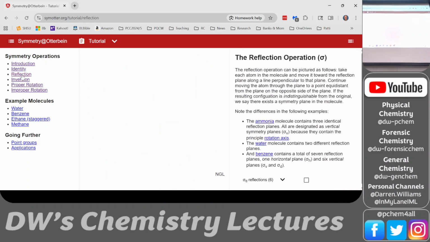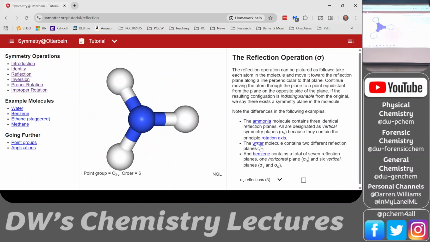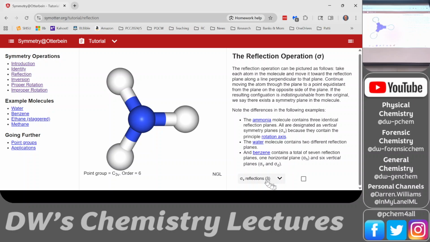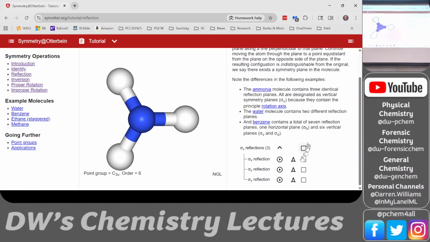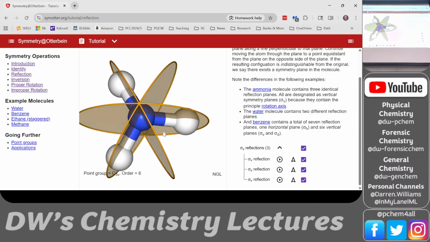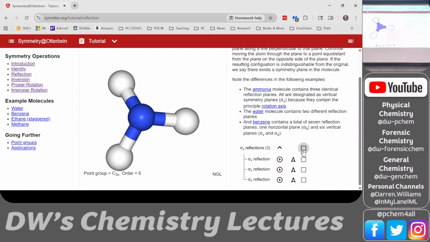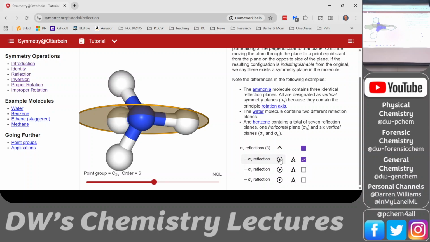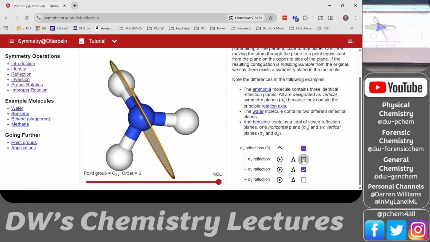So let's go to the reflection one. So here's ammonia, and over here we can turn on all the different reflection planes in ammonia. See, each one of those is a reflection plane. The cool thing about this, I'm going to turn them all off. I'm just going to pick this one, is you can animate it. See how it reflects into itself? That's beautiful. Okay, let's do this one. See how it reflects? We can turn that one off, turn that one on.